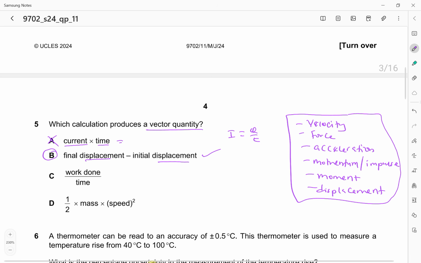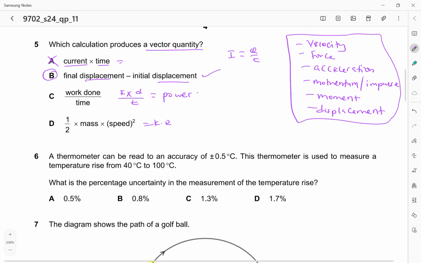Let's check C. Work done is force times distance divided by time. So this gives us power, and power is a scalar quantity. A half mv squared is kinetic energy, which is also a scalar quantity. So our answer is going to be B.